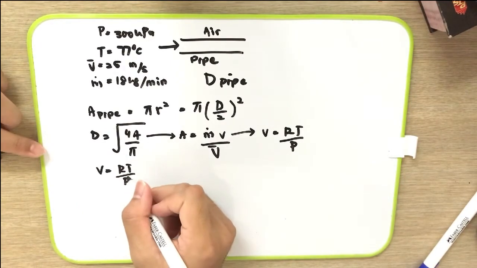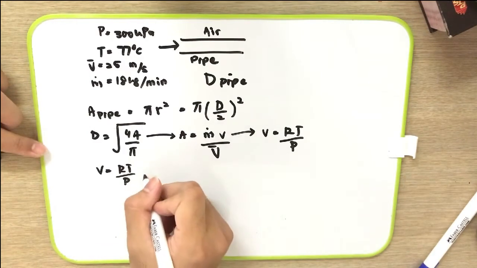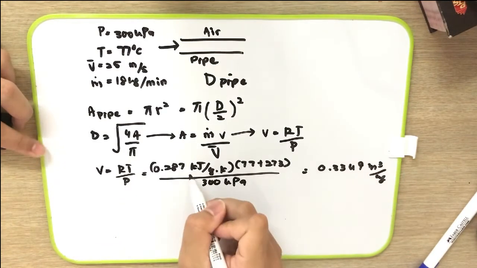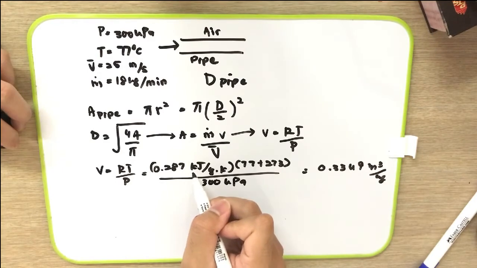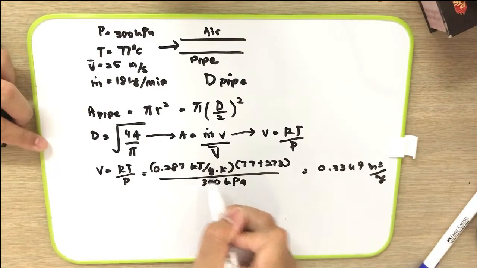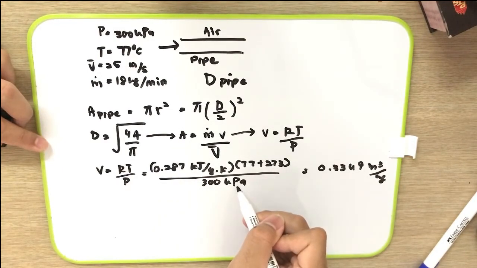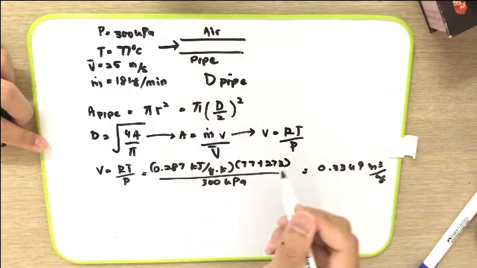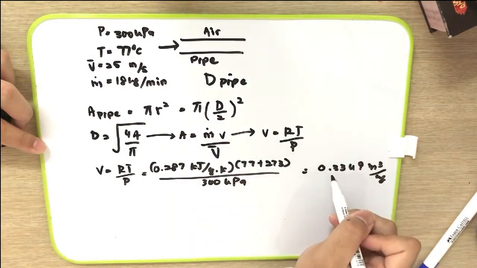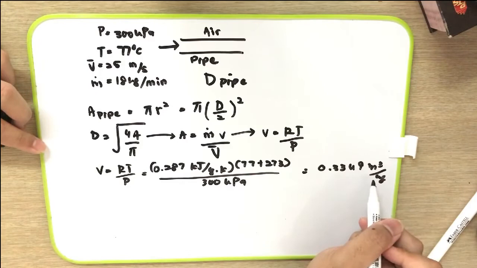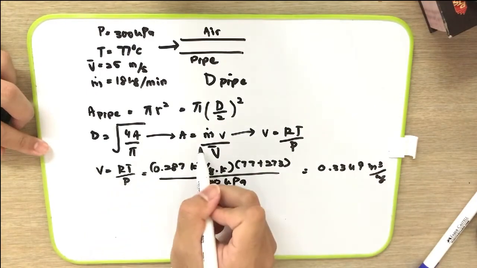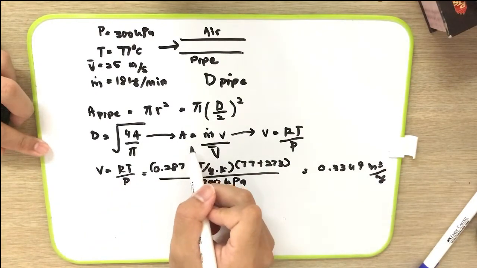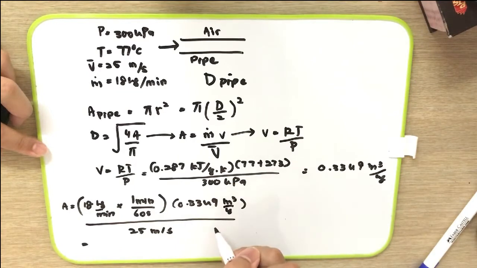We substitute all the values inside, then we will get this equation. R here is R for air, which we can get from table A1, then the temperature and also the pressure of the air through the pipe. After we solve, we will get 0.3349 meter cube per kg. So from v, we can substitute into the A equation. After we substitute, we will get this.